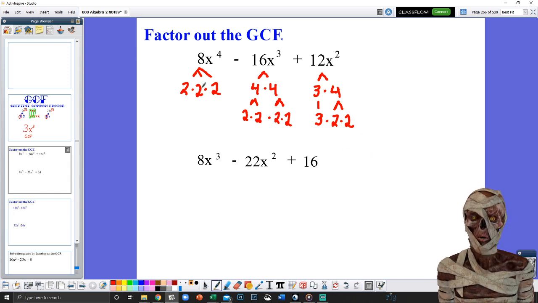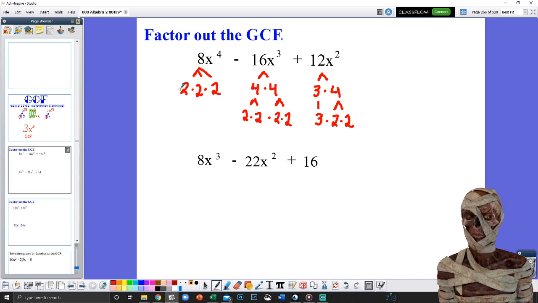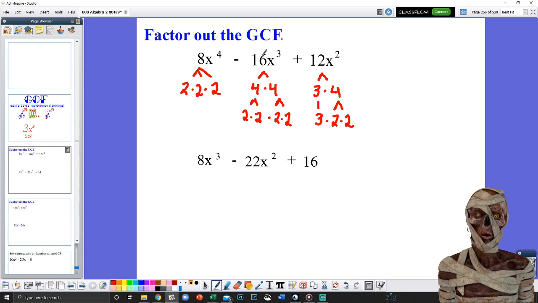Alright, so we've got 2 by 2 by 2 is 8. If you want to check your answer, you could just type this into the calculator really quickly. 2 times 2 times 2, 8. 2 by 2 by 2 by 2, 16. 3 by 2 by 2 is 12. There, we know we're right.